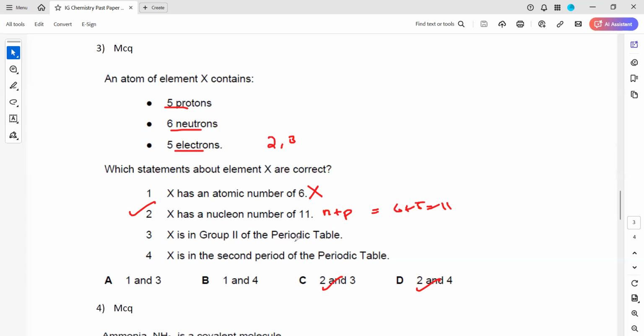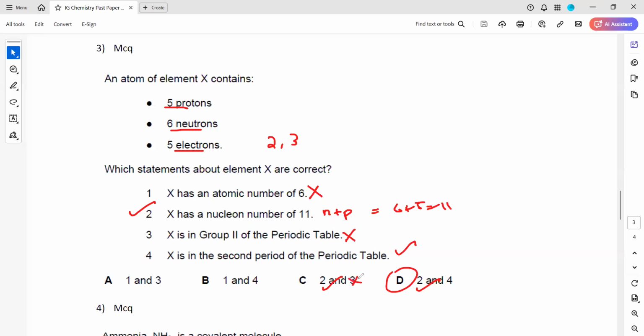X is group 2. It's not group 2. It is group 3. How do we identify? Because when we write the configuration, the last number shows the group number. So it's not group 2, it's group 3. X is in the second period. Period means how many shells are used. So 2, 3, we use 2 shells. So that is correct. So 2 and 4 are the right statements.